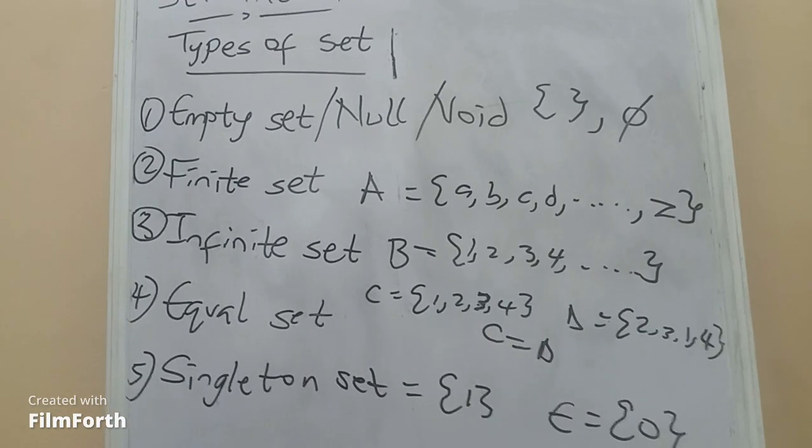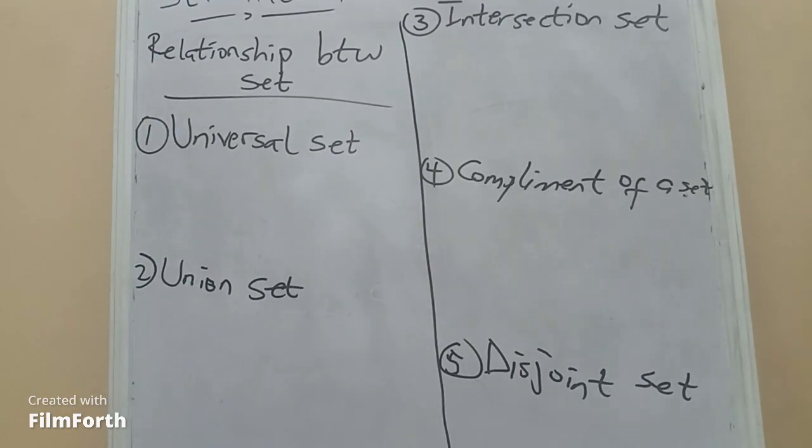Moving on to the next thing. Many would have asked, sir, you did not talk about universal sets and union sets as types of sets. Yes, I did not, because they are not types of sets. They are the relationship between sets, that is, how you relate a set with another set. And here we have 5, which I've written out here.